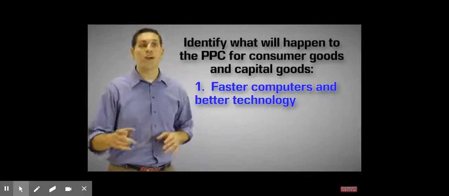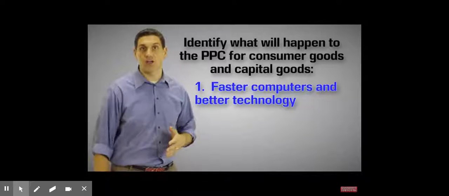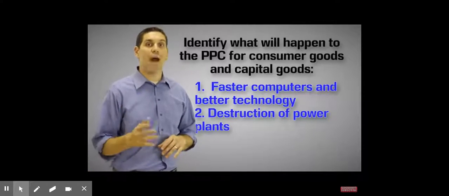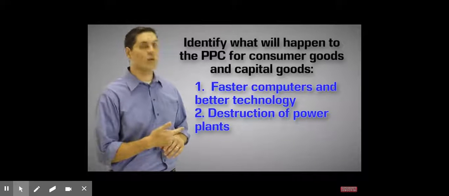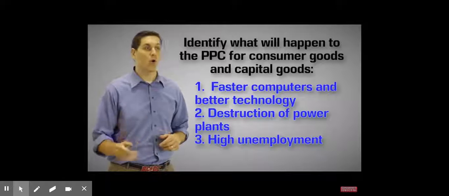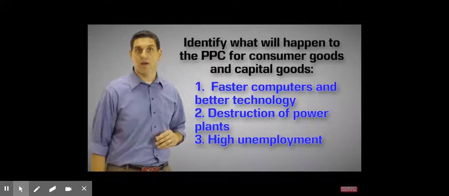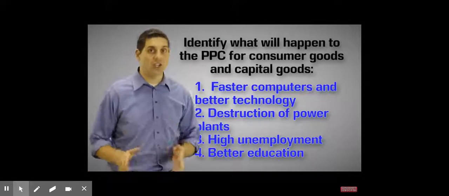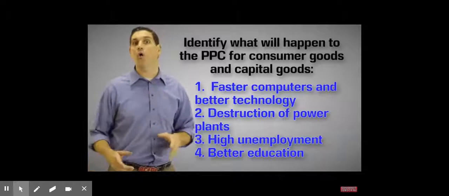For each one of these scenarios, draw a separate production possibilities curve and show what happens in each one of the situations. Number 1, what if we have faster computers and better technology? For number 2, what if the country's power plants were destroyed and so they had a decreased amount of electricity they could produce? For number 3, what if there was an increase in the number of people who are unemployed and there was a recession in the economy? And number 4, what if there's an increase in education? Make sure to pause this video and I'll go over the answers.